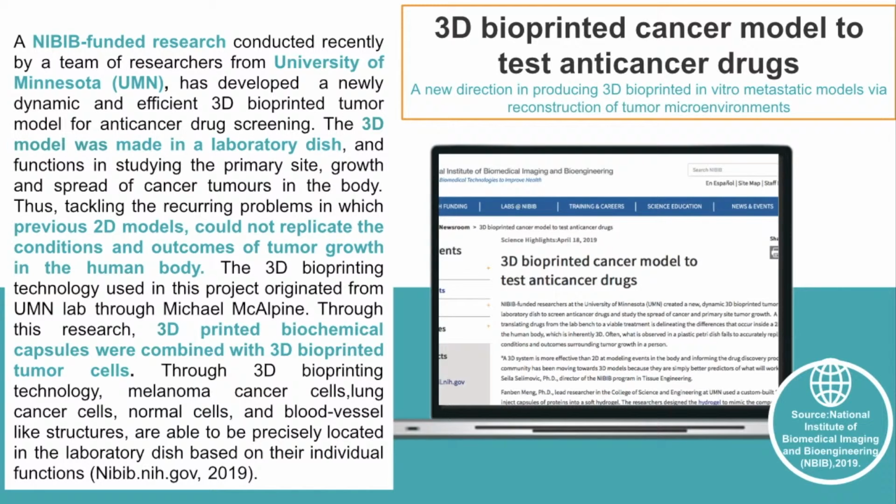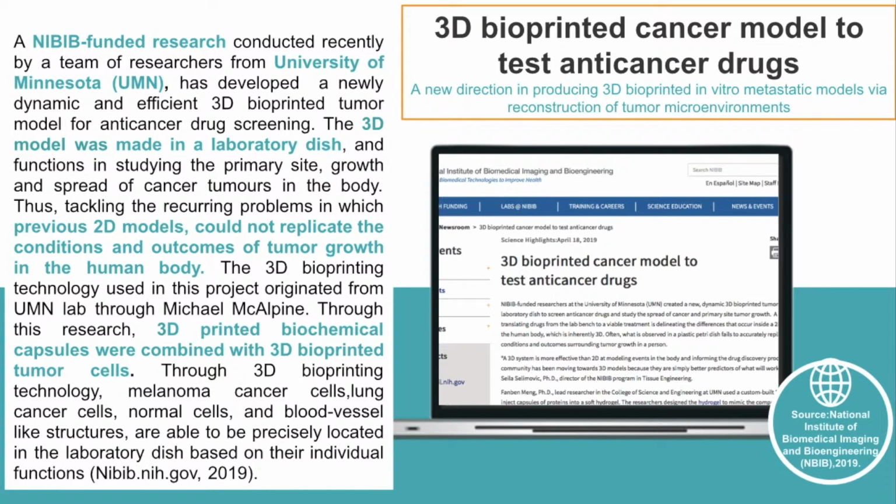An NIBIB-funded research project conducted recently by a team of researchers from the University of Minnesota has developed a new, dynamic, and efficient 3D bioprinted tumor model for anti-cancer drug screening.